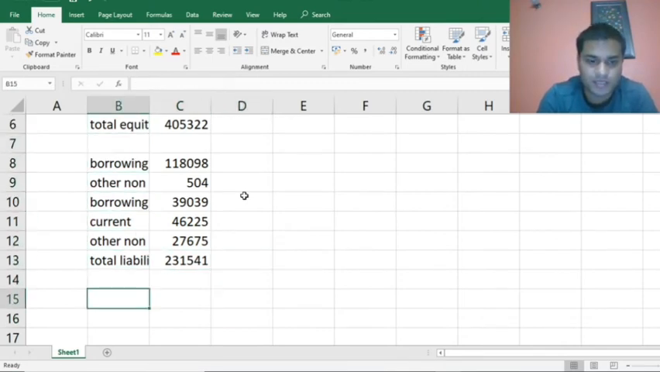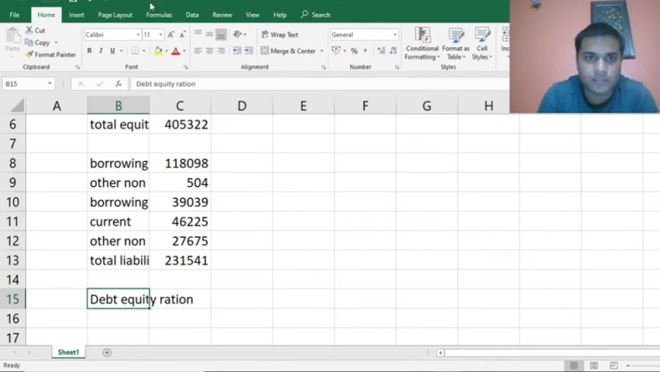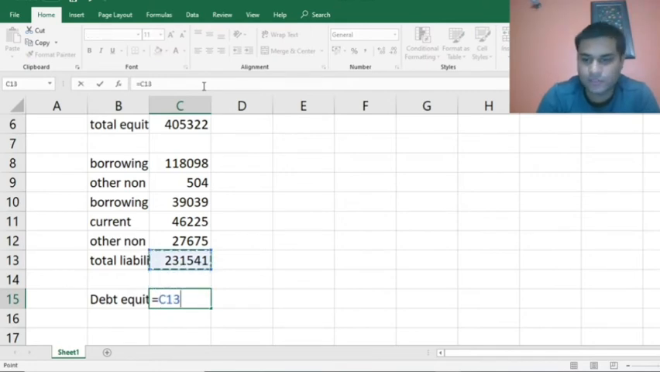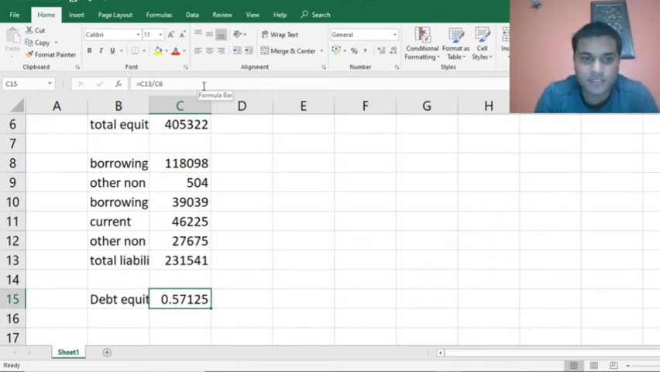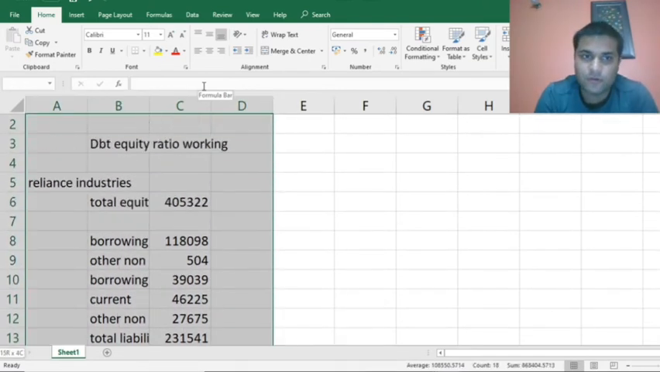To get the debt equity ratio, we just divide these two. This is 0.57. 0.57 is the debt equity ratio for Reliance Industries, and we will not comment whether this is good or bad. It is just from an educational point of view, and this was the working on how you find out the debt equity ratio for any company. You have to look at the borrowings, whether long-term or short-term, and not payables, deferred tax liabilities and provisions.